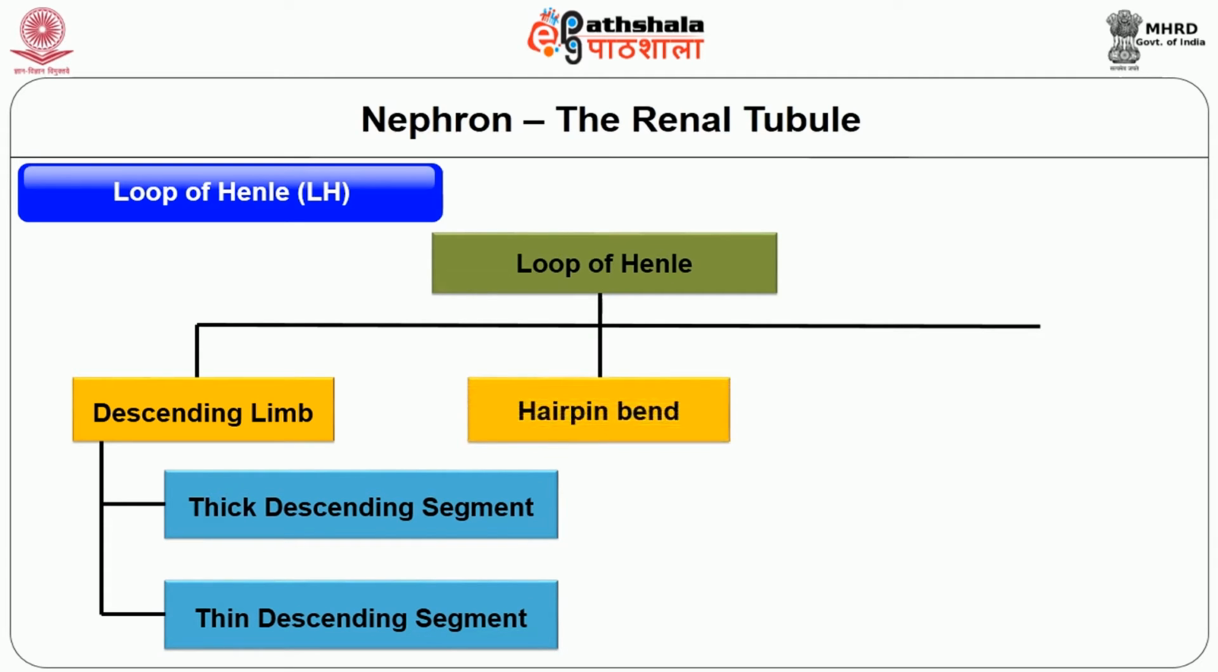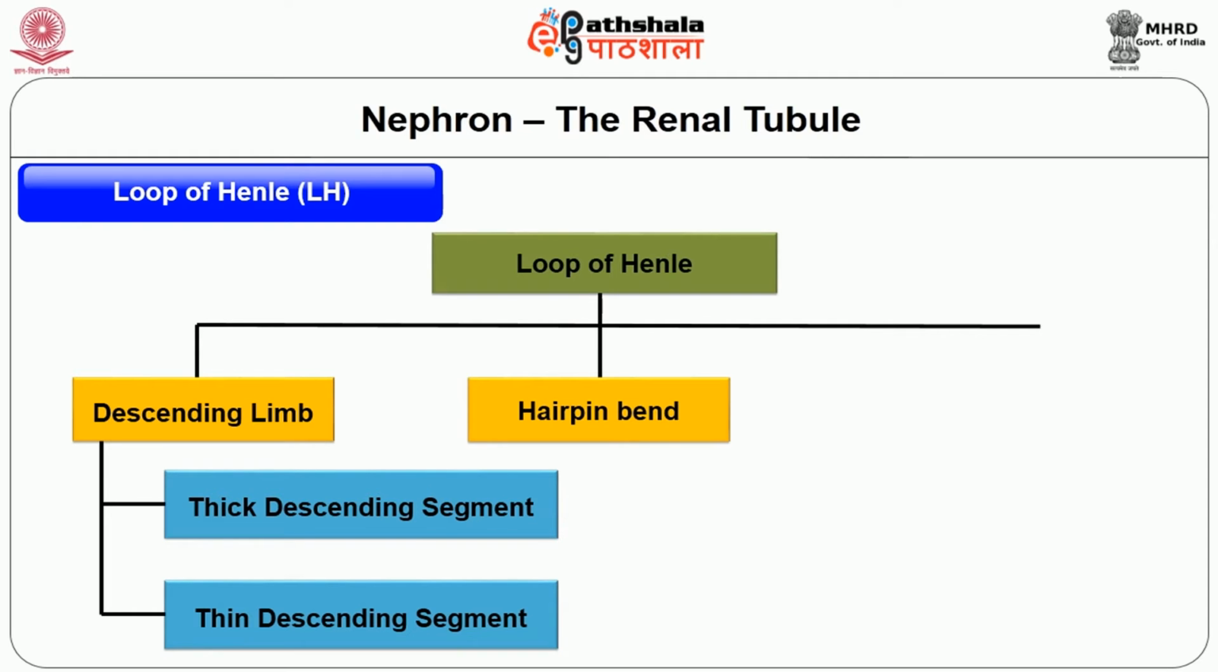The thick descending segment of Henle's loop is continued as the thin segment and it connects with the hairpin bend of the loop. The hairpin bend is continued as the thin ascending segment, which opens again into the thick ascending segment. The length and the extent of the thin descending segment, hairpin bend and thin ascending segment vary in different nephrons. In cortical nephrons, it is short and the hairpin bend penetrates only up to the outer medulla. In juxtamedullary nephrons, this is long and the hairpin bend extends deep into the inner medulla. In some nephrons, it even runs into the papilla. Next, we move on to the hairpin bend.